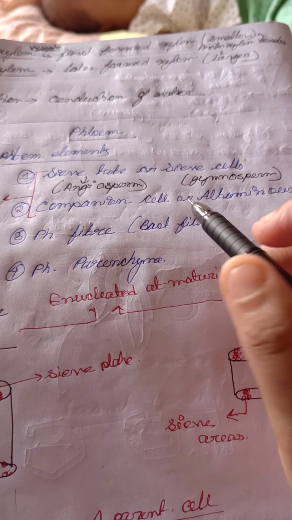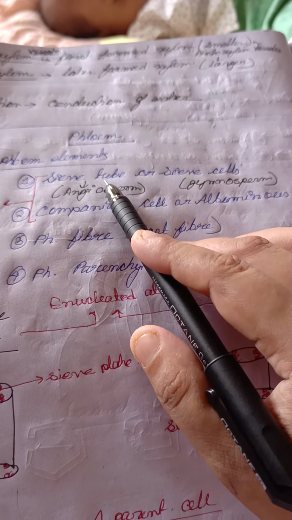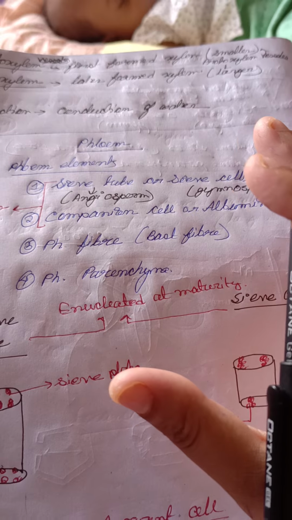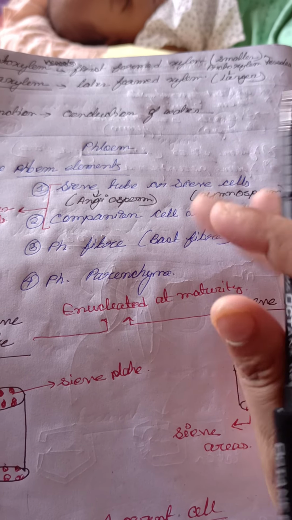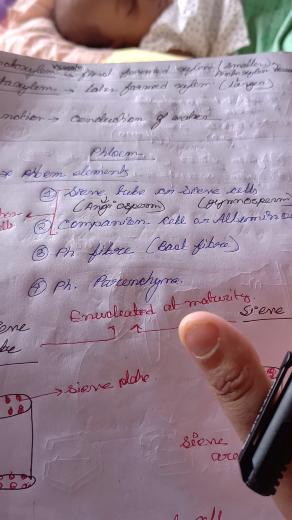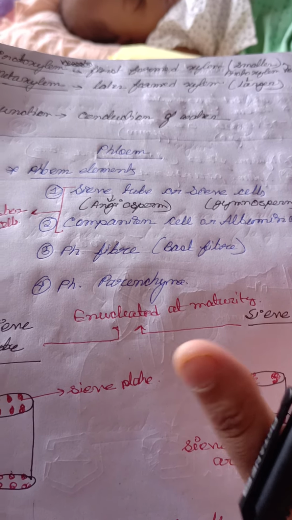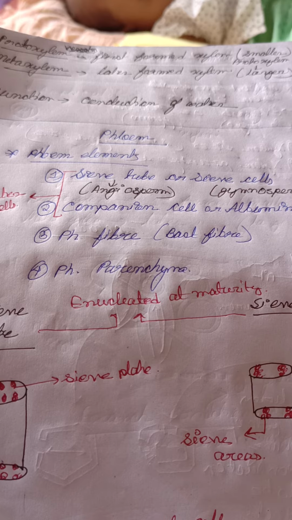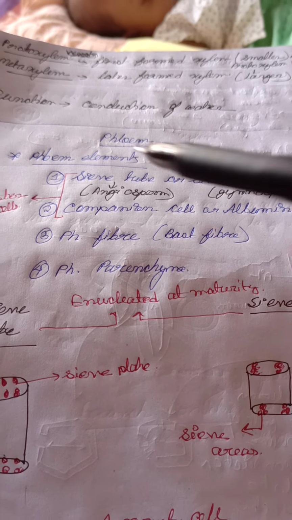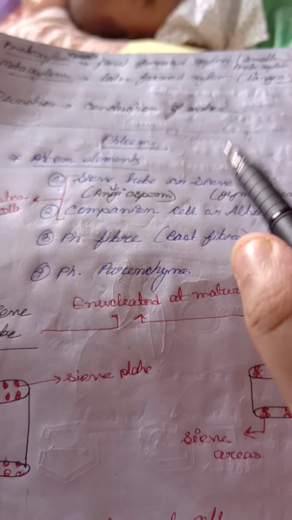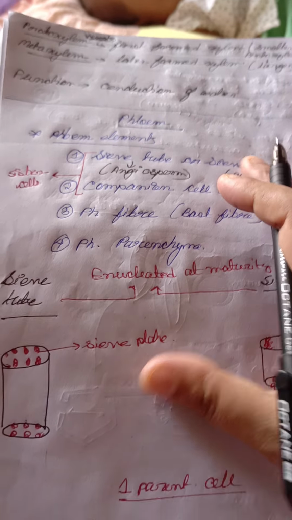So you know the sieve tube or sieve cells, and mature sieve tubes lack a nucleus. The nucleus is not present. If I ask you to give one example of a cell where the nucleus is absent in a plant cell, then we will give the example of the sieve tube, because in this the nucleus is absent.